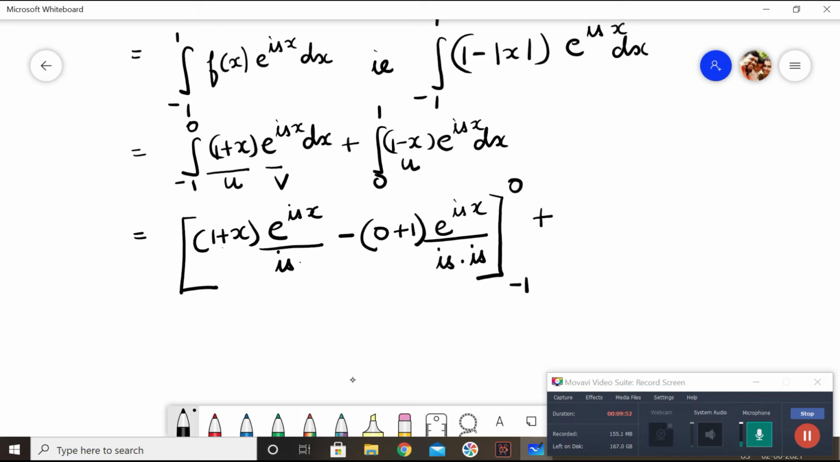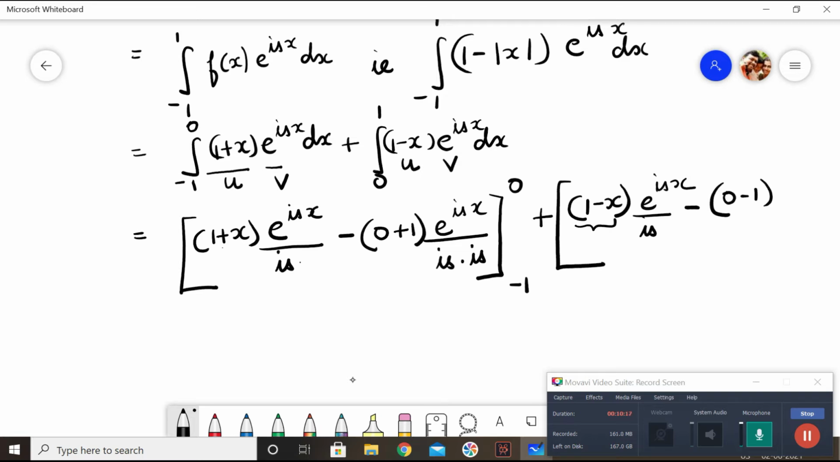Here 1 minus x I keep it as u, e to the power isx I keep it as v. So when I use Bernoulli's, first I write u as such. So 1 minus x, then it is e to the power isx by is. I put a minus sign. Now I differentiate this. When I differentiate this, I get 0 minus 1. Then I integrate this fully. So it is e to the power isx by, already I have an is, so into is, and the limit is 0 to 1. Hope it is clear till here.